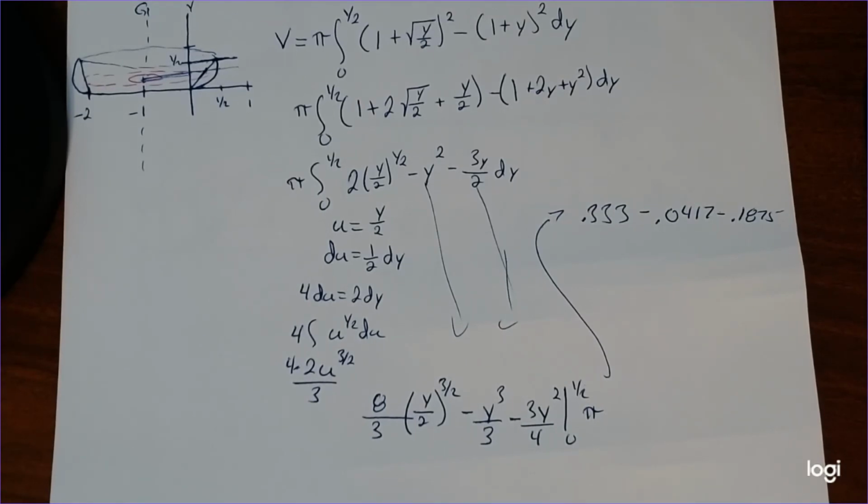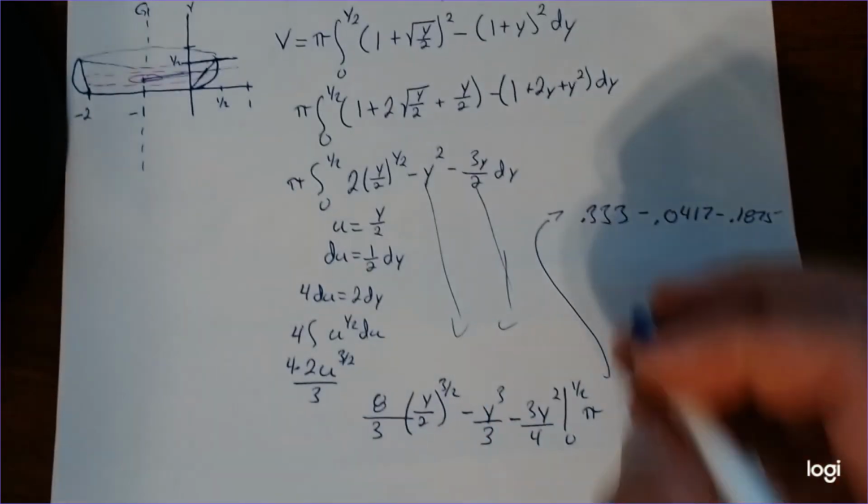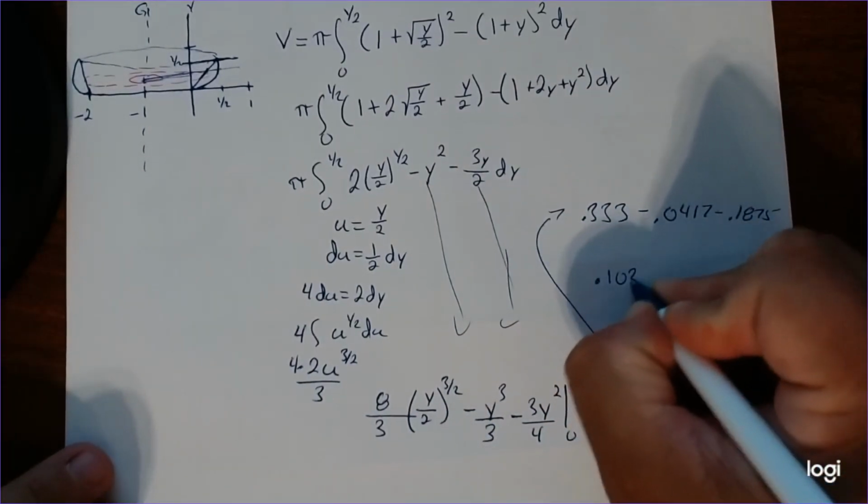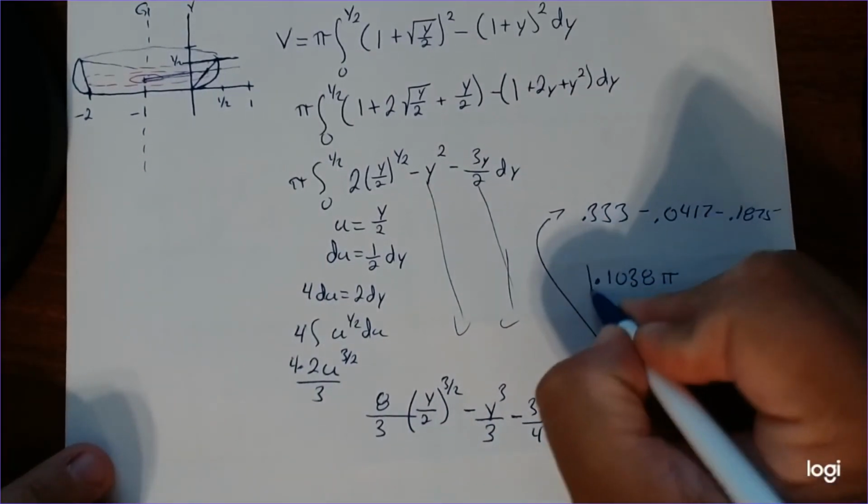So 0.333 minus 0.0417 minus 0.1875 gives us approximately, that is our volume.